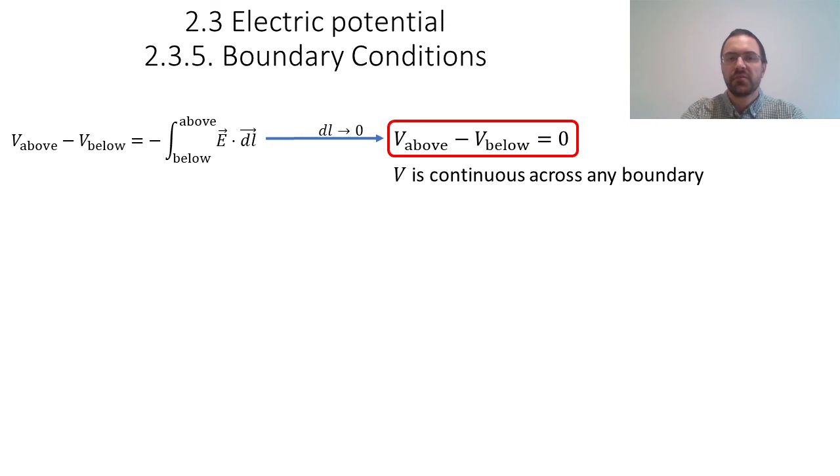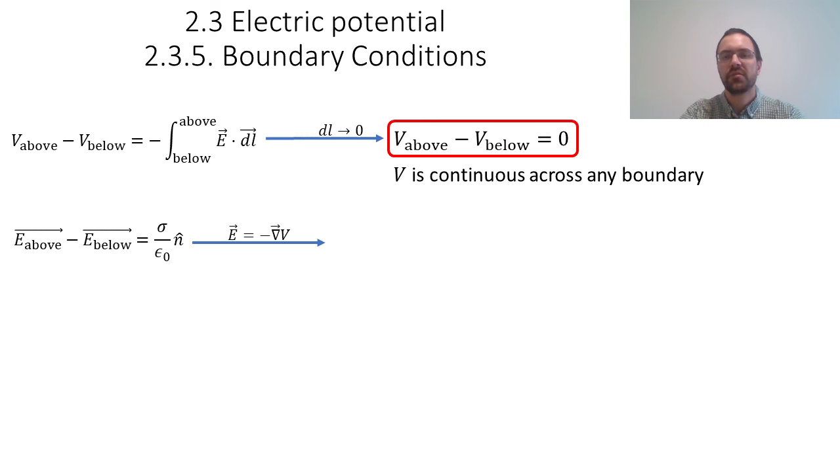What is discontinuous, in fact, is the slope, or the derivative, or the gradient, to be exact, of the potential. To see this, come back to the discontinuity relation of the electric field. E above minus E below is equal to sigma over epsilon naught n hat, and replace E by minus the gradient of V. Then gradient of V above minus gradient of V below is minus sigma over epsilon naught n hat.